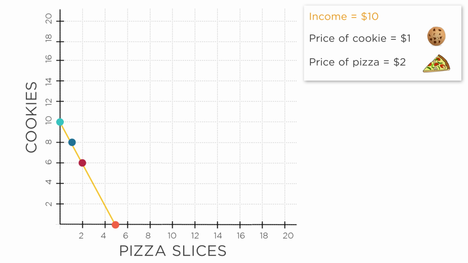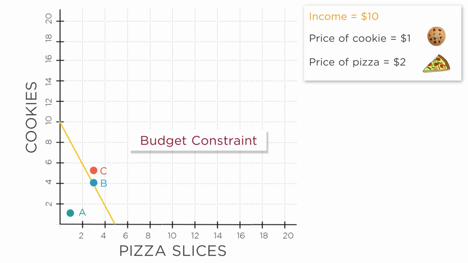Let's take a step back now. We've drawn a line that represents your budget constraint. It shows all the bundles of goods you can get, every combination of cookies and pizza that exhausts your entire income. This graph is convenient because it also very clearly shows what you can and can't afford. Take a look at points A, B, and C. Point A represents getting 1 cookie and 1 slice of pizza. It's inside the budget constraint line.